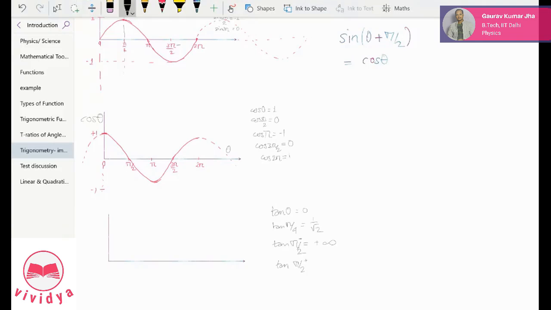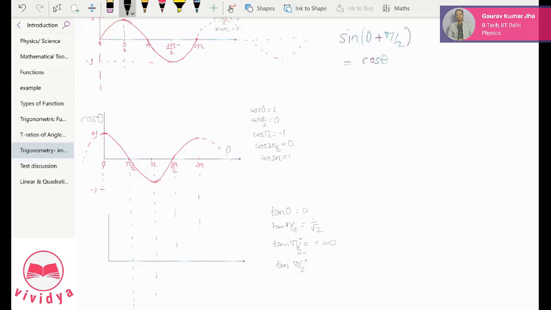So this graph will be a little tricky for you, but it's okay. Just have a look at it. Later on, in mathematics, you will understand. So this is our pi by 2 line. This is our pi line. This is 3 pi by 2, and this is 2 pi, something like that.